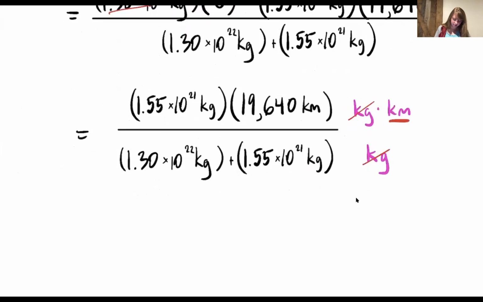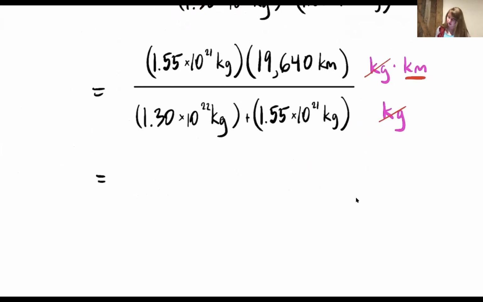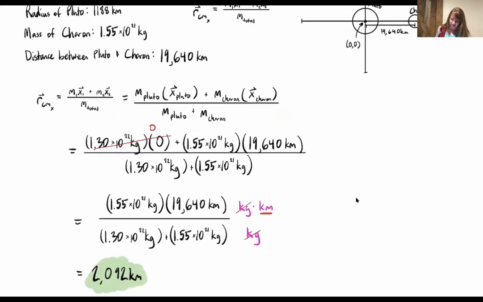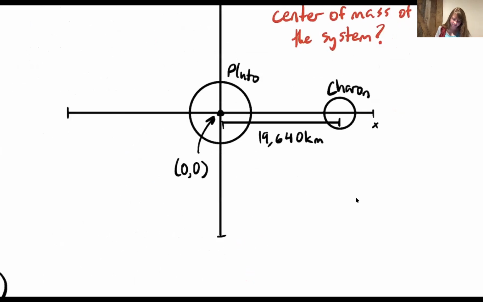And our final number is going to be 2,292 kilometers. I'll leave it up to you to plug in those numbers into a calculator, but this is going to be your final answer. And what do we do with this number? Why is this significant at all? Well, we can go back to our graph up here.